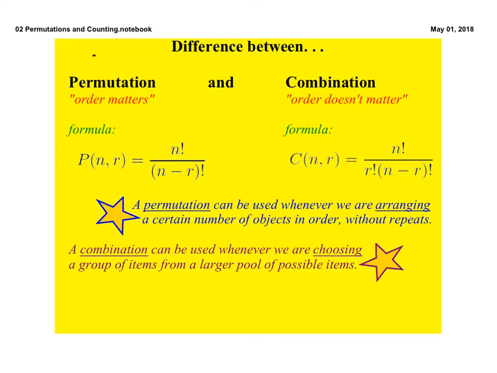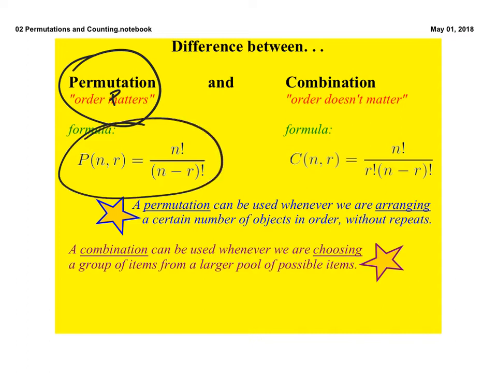A permutation, the order matters. And I'll show you what I mean in a moment. And I'm going to try to help you remember that with just a dumb way. I'm going to say order patterns. It'll help you connect that the order matters with permutation. Combinations, the order doesn't matter. All right, and they have this formula here, which I'll show you how to use in a minute.